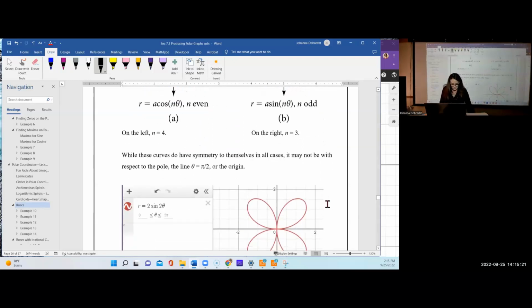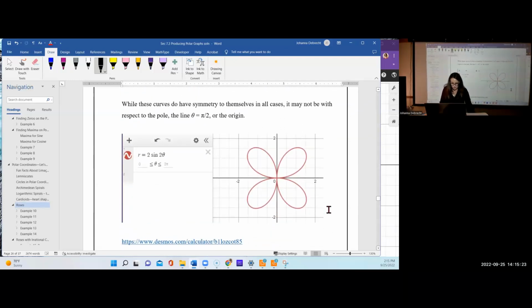Now, they do have symmetry, but it's not always symmetry related to an axis. For example, this one does not have symmetry to the x-axis or the y-axis, but it does have symmetry to the pole. If you were to fold it twice, it would lay on top of itself. Now, this one has 4 petals, which is an even number. So the coefficient of the angle must be 2. So we have 2 sine of 2 theta.